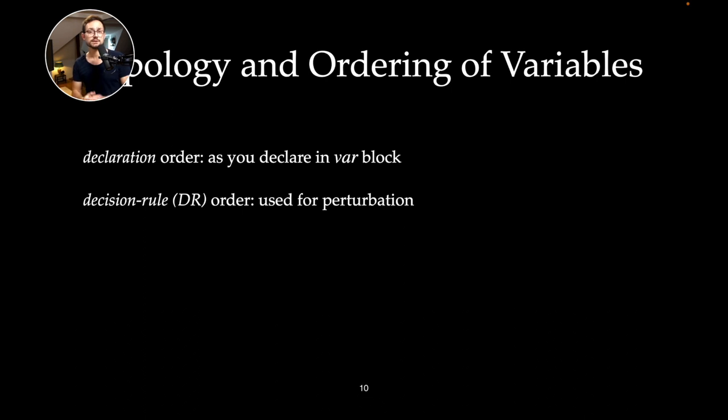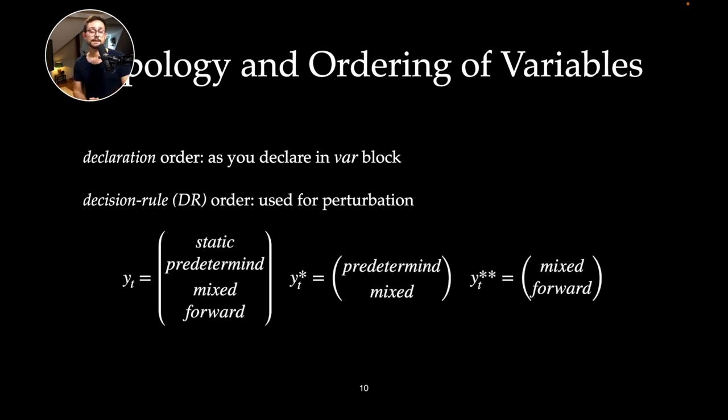We use this for perturbation to quickly access groups of variables, because the underlying problem changes for those groups of variables. In the decision rule ordering, we order static variables first, then the predetermined, then the mixed variables, and then the forward-looking ones. And remember our star, the state variables, the predetermined and mixed, we order them in this way. And for the double star, the mixed variables come first and then the forward-looking ones. Very importantly, in the star and double star, some variables might belong to both vectors. So this is the DR ordering.